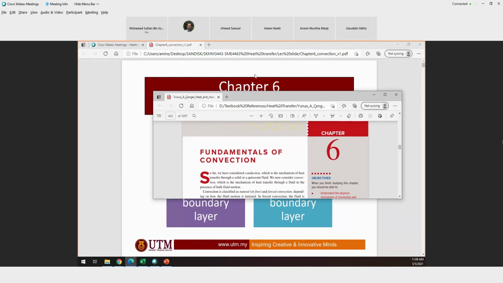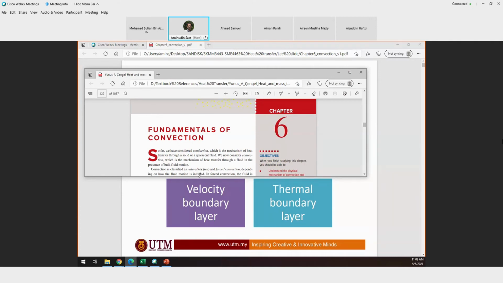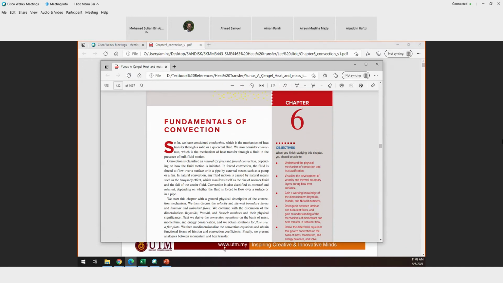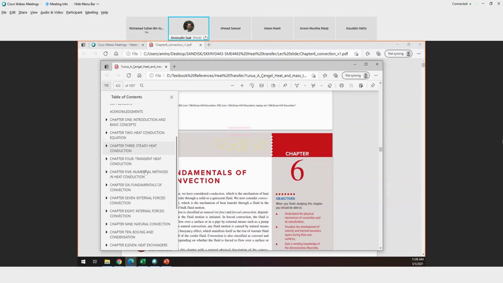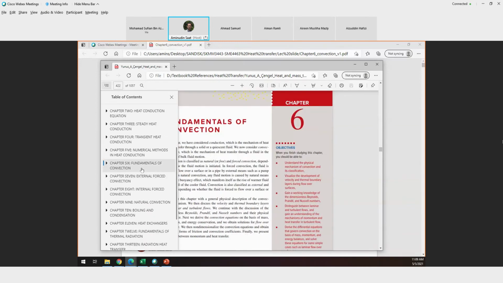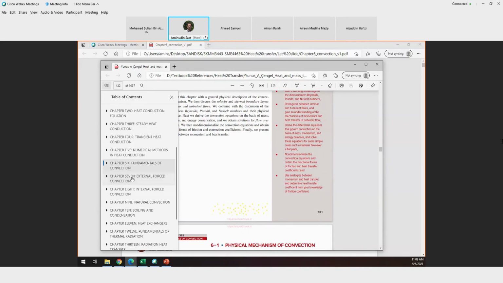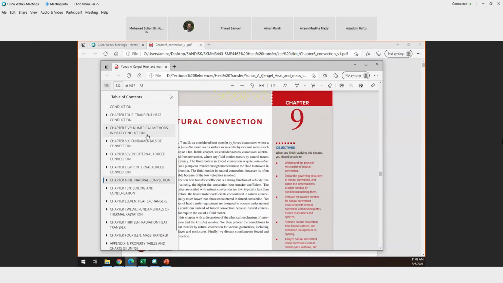So if you have the textbook, you start from chapter 6, and then followed by chapter 7, 8, and 9. So 6, 7, 8, and 9 is all about convection.